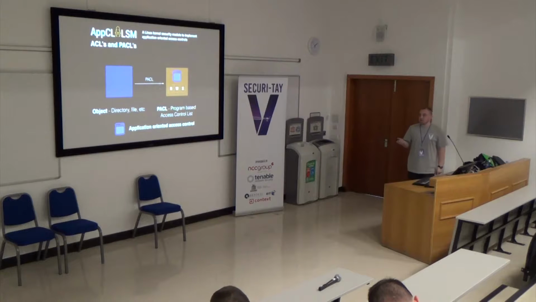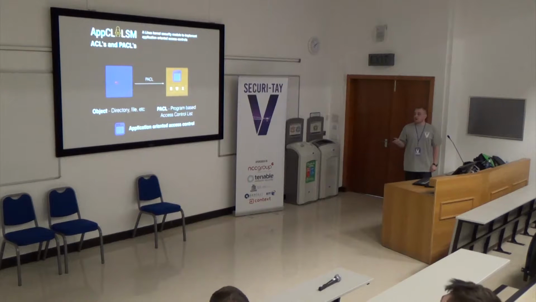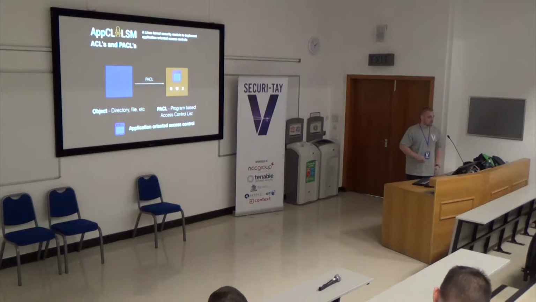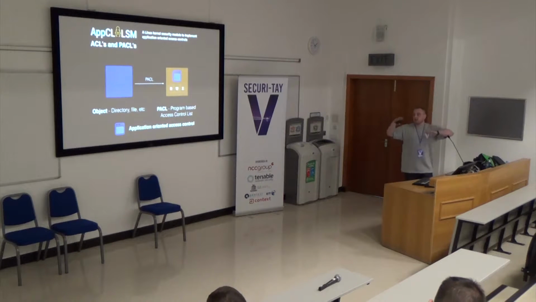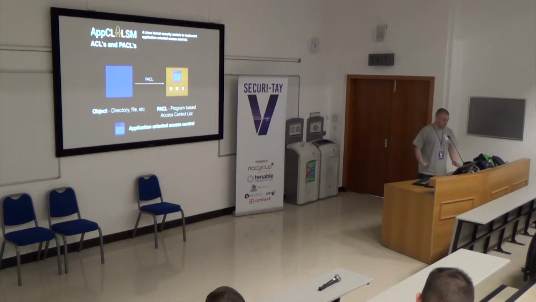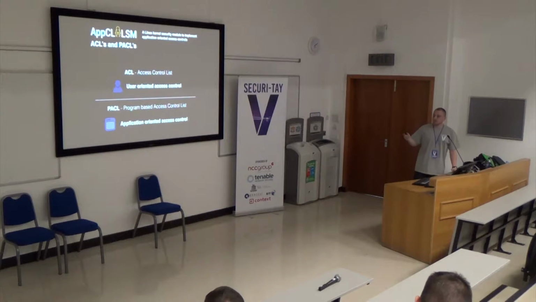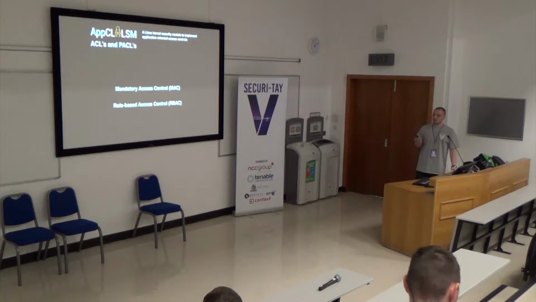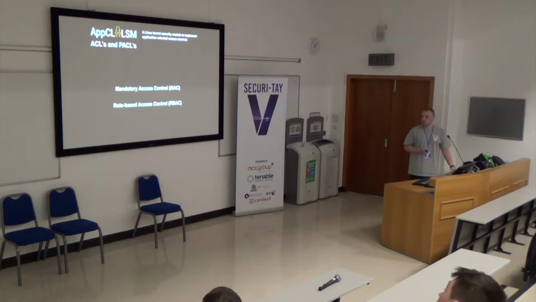And again, look at it graphically, we've got our file over here, and we've got our program-based ACL attached to it there. Again, this is just an overview, looking at it theoretically like that, and we'll go into more practical details about how that works in a minute. So this has given us the idea of user-oriented access control and application-oriented access control. Like I said, I'm just going to talk about MAC and RBAC.